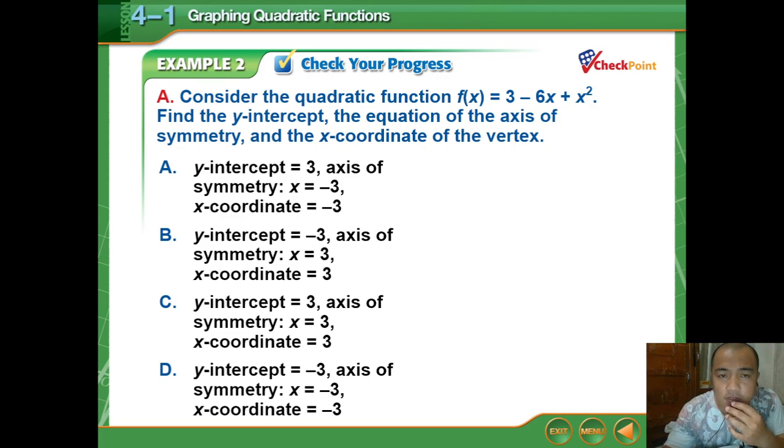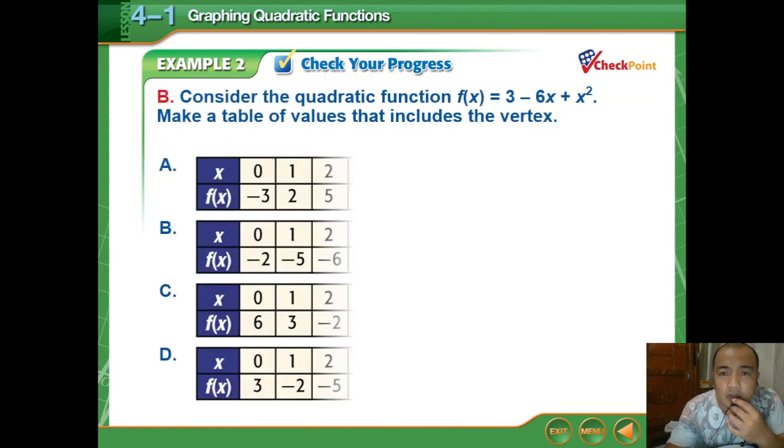Sorry for the interruption. So what's your answer? The answer is C. So the y-intercept is equal to c, which is 3. Axis of symmetry is x equals 3, negative b over 2a. And also, the x-coordinate of the vertex is also 3.